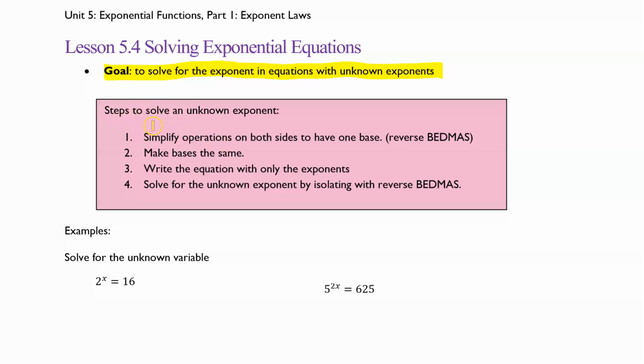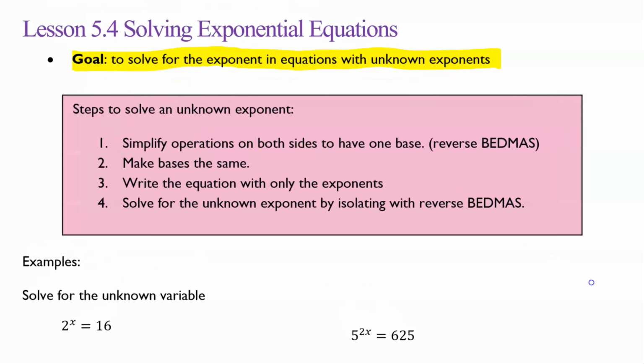What you want to do is to solve an unknown exponent. First, simplify the operations on both sides to have only one base. Okay, so there could be like other stuff tied into the base, like multiplying or dividing. And what you should do there is to do the opposite operations or reverse BEDMAS to get rid of that business. Okay, and once you do that, you're going to have an equation now where you only have just the one base on both sides, and then you want to make the bases the same.